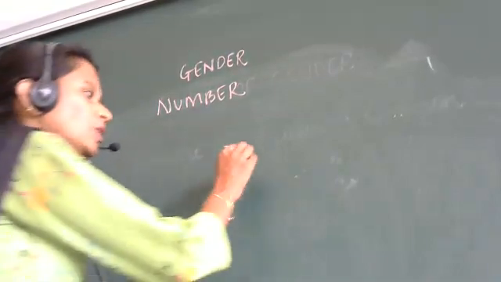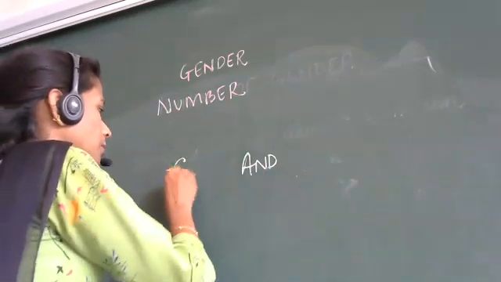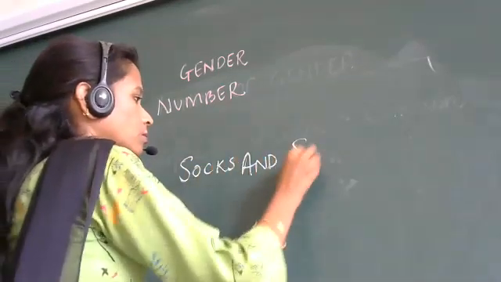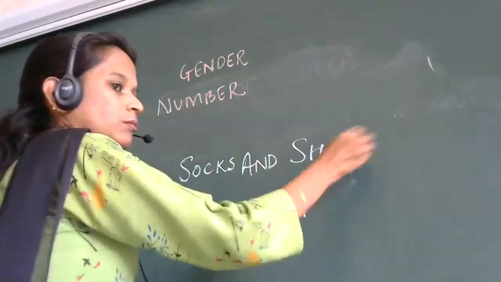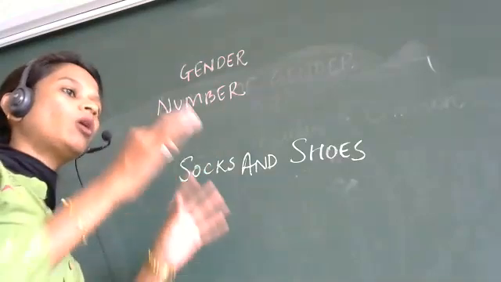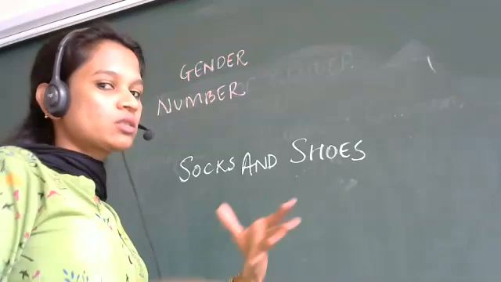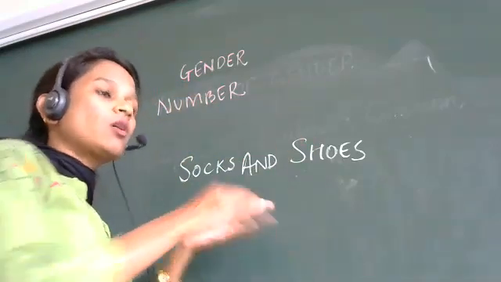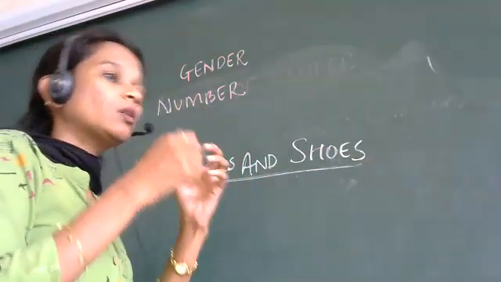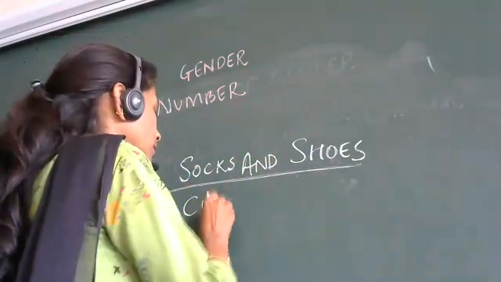Now, when do we use the word and? For example, socks and shoes means what? Both the socks and the shoes go together. If you wear socks, you have to wear shoes. If you wear shoes, you have to wear socks. So these both go together, hand in hand. It has to have socks and shoes.